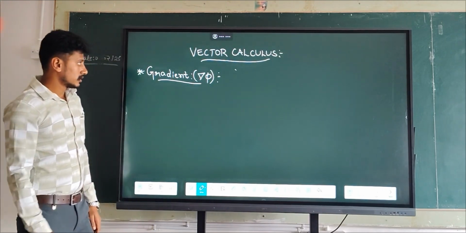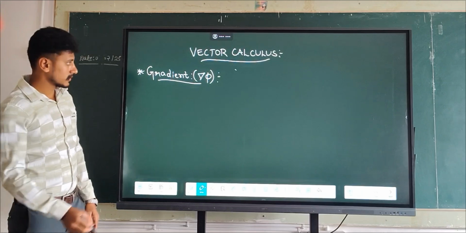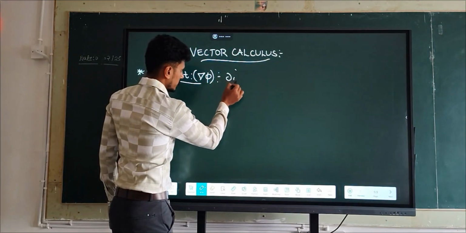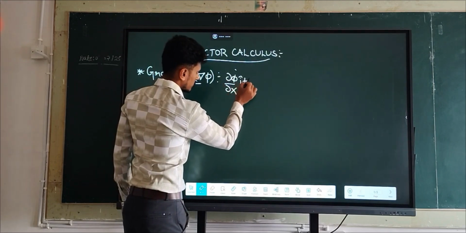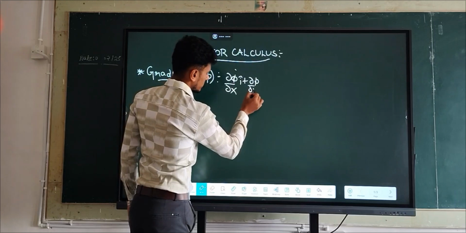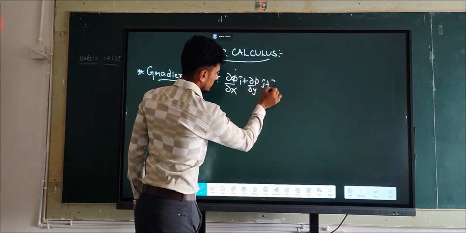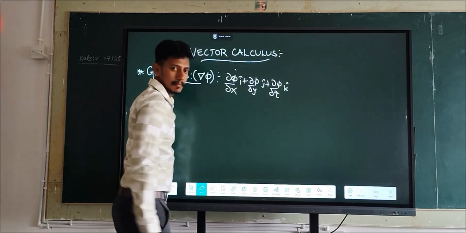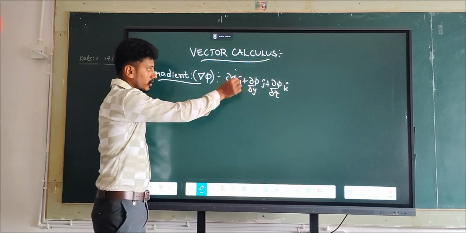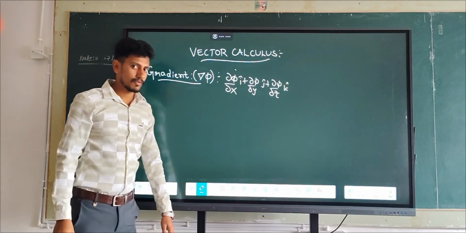See, the formula is given by dou phi by dou x i cap plus dou phi by dou y into j cap plus dou phi by dou z into k cap. This is the formula for gradient of the given scalar point function.